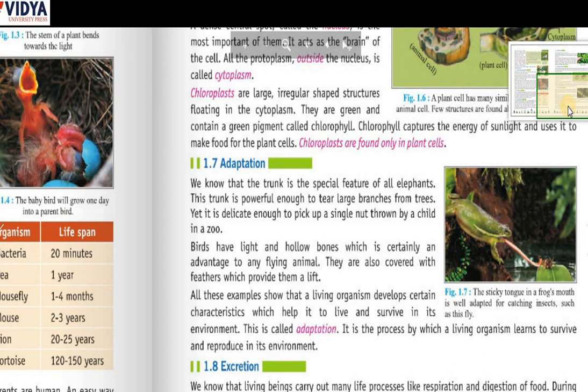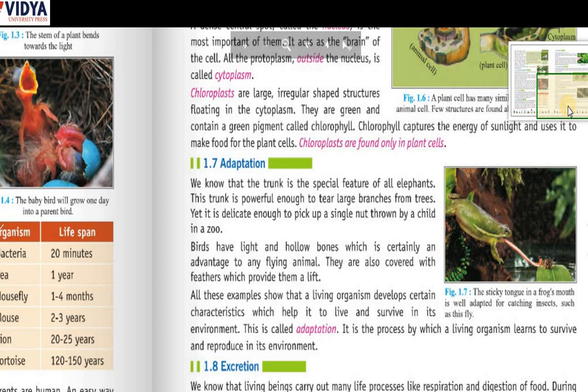Another example is the elephant, and its adaptation is its trunk. It is very powerful to break trees and also very delicate to pick up a single nut thrown by a child in a shoe. So we can say that adaptation is the process by which a living organism learns to survive and reproduce in its environment.